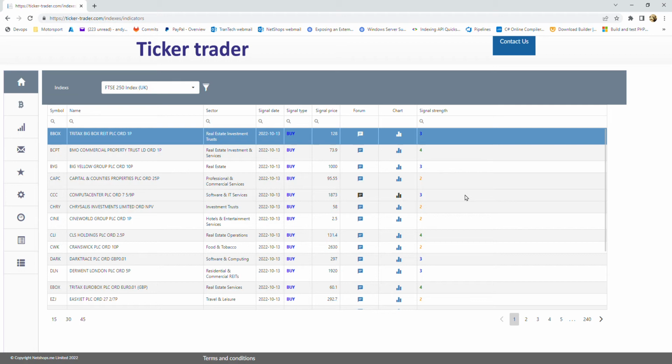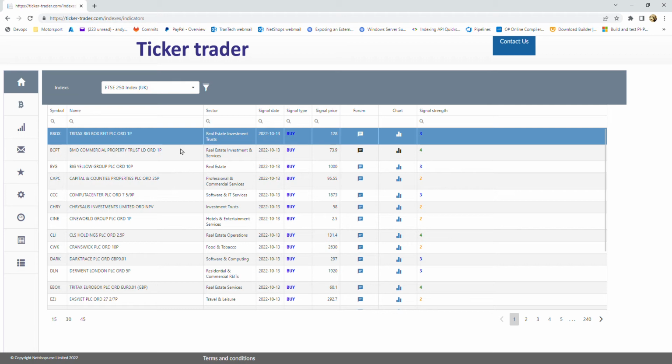And the reason that's the highest is what that means, the 3 and the 4, or the 2, is that on the 13th of October 2022, the BMO Commercial Property Trust, which is a member of the FTSE 250 index, the UK stock index, had 4 indicators triggered at once, which signalled this stock is a buy.